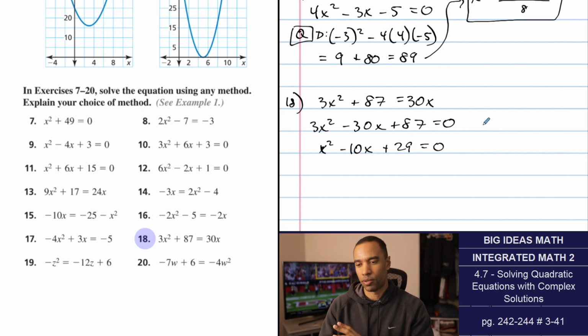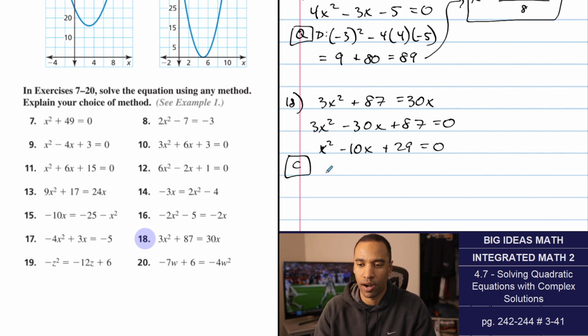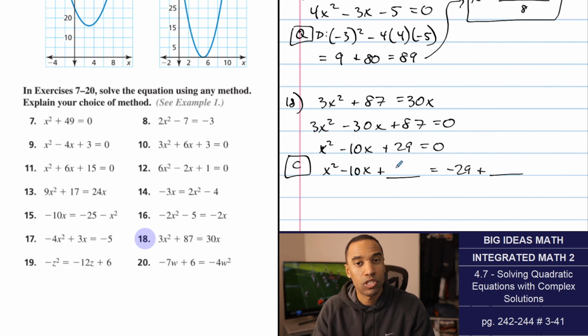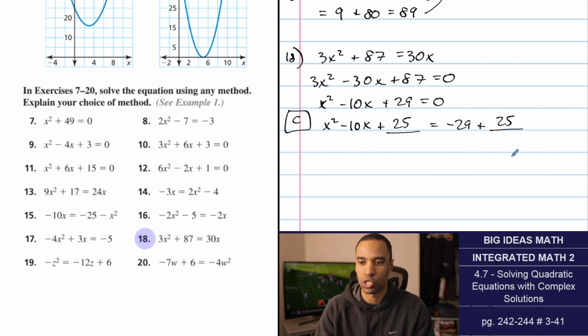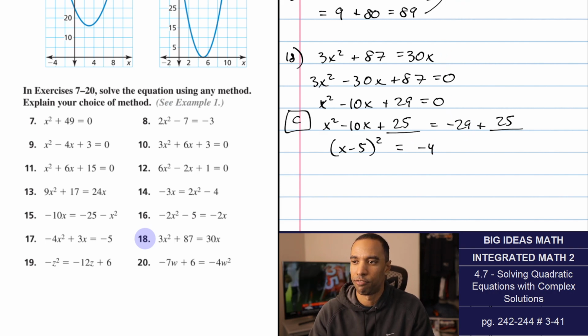Not factorable. I'm going to solve using completing the square this time because I do have that 1x squared and the negative 10x. So here, I subtract the 29 over on this side and I add the same thing over. Negative 10 divided by 2 is negative 5. Negative 5 squared is 25. My value I'm going to use to complete the square on both sides. This factors into x minus 5 quantity squared. We've seen that before. And this is negative 4.